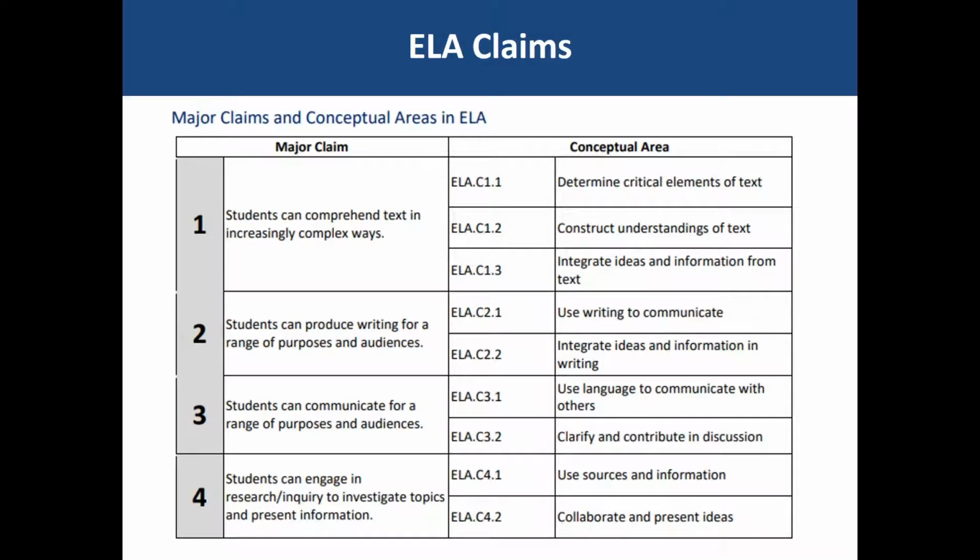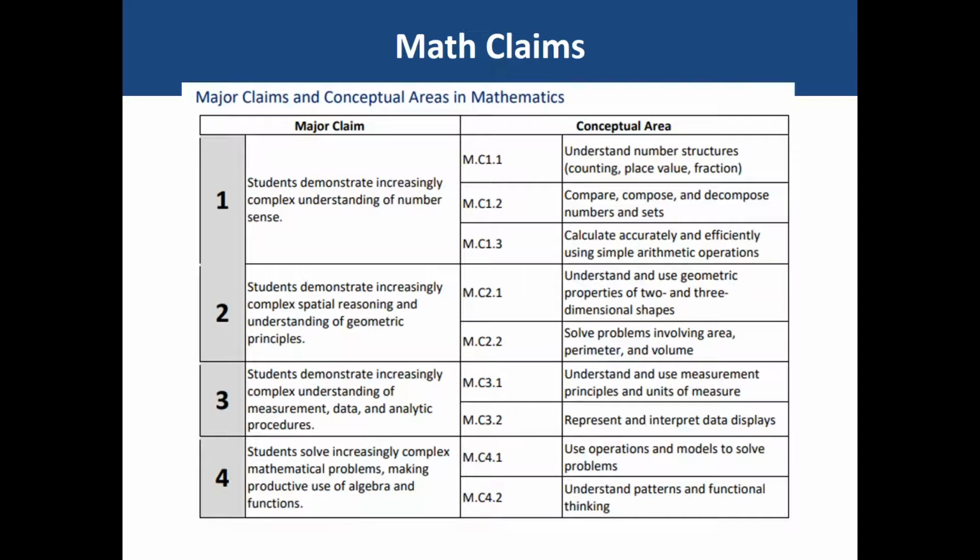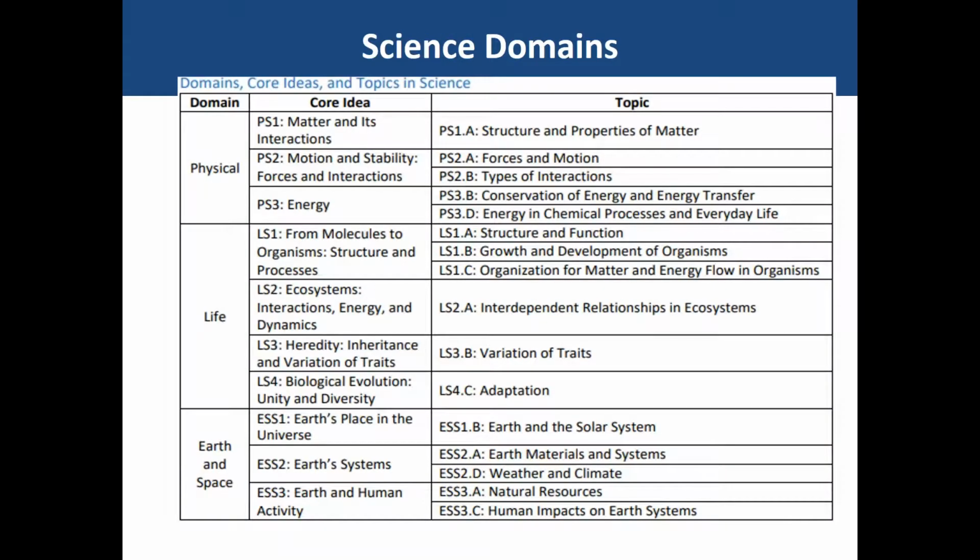So I cut and pasted a few of the clips to share with you. There are 4 claims and 9 conceptual areas in ELA, and that is the same for math, which also has 4 major claims and 9 conceptual areas. Science is a little bit different. It has 3 domains, 10 core ideas, and 16 topics. So for our purposes, I'm going to talk a little bit more on the essential elements.